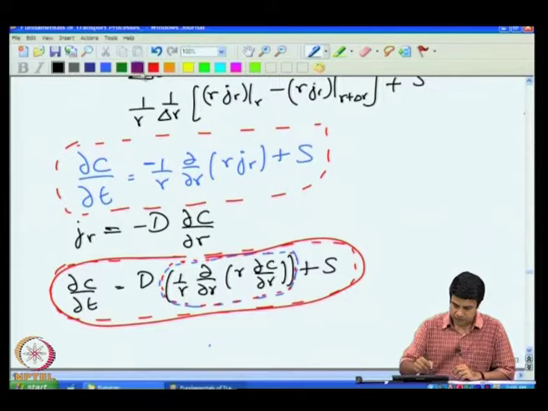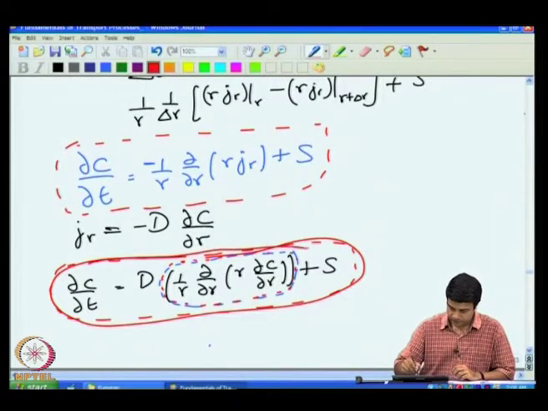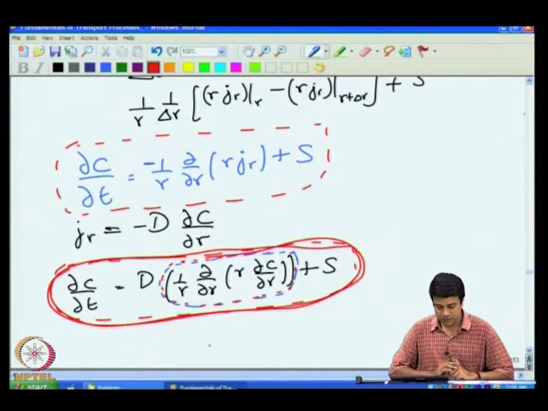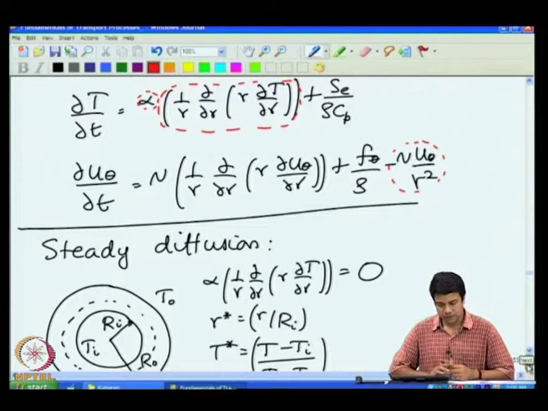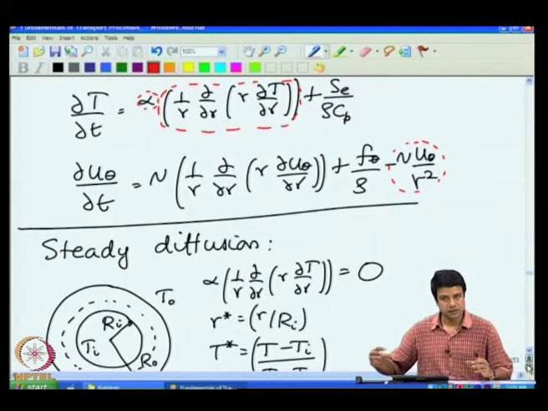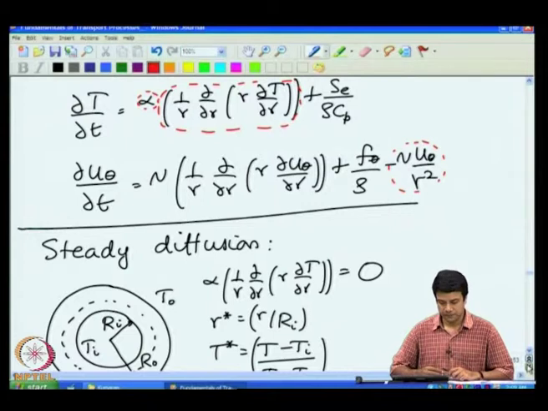So, this was the concentration diffusion equation, where S is the source. Note that it has the operator 1 over r d by dr of r times dc by dr, not just a simple second derivative that we had in a Cartesian coordinate system. Similarly, one can write down equations for the temperature field as well as for the angular velocity field. I told you the angular velocity can be in two directions. One is the axial velocity, for example, the flow in a pipe. The velocity is in the axial direction along the axis.